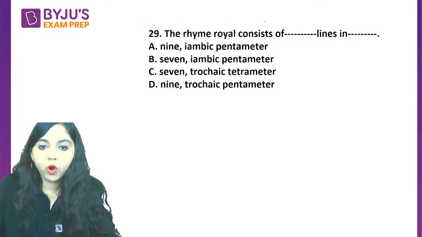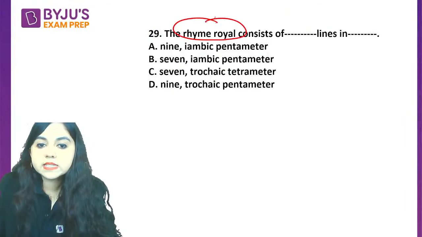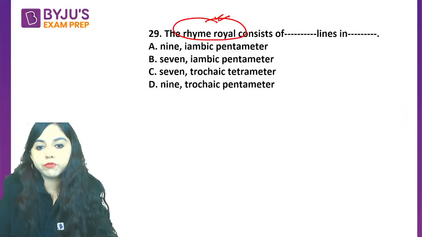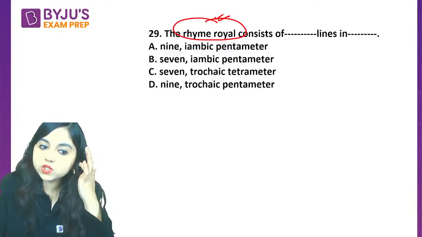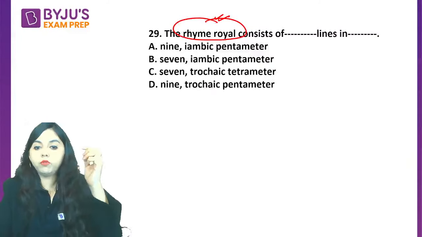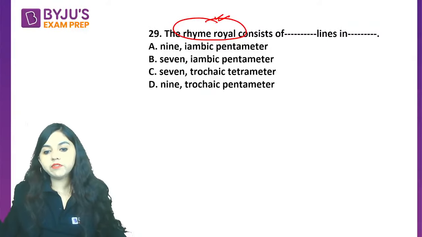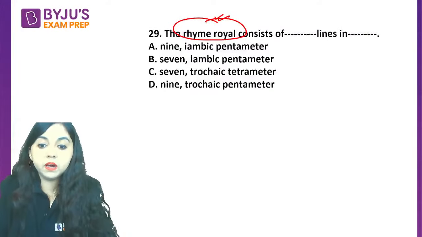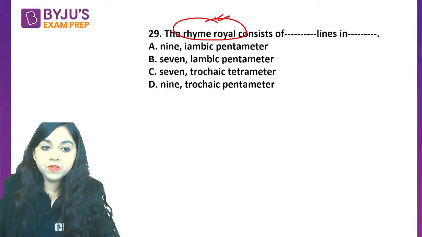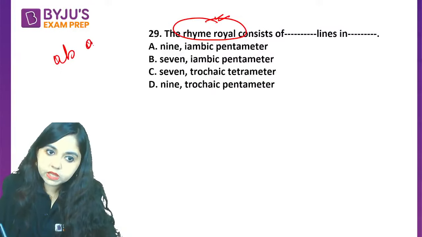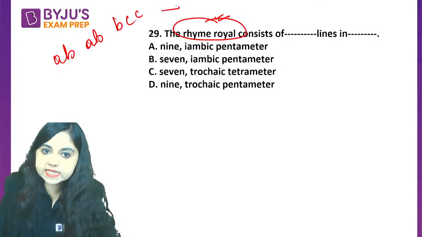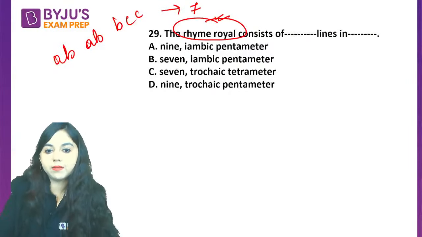Okay, let's move on. The rhyme royale, also used by Geoffrey Chaucer. What does rhyme royale consist of? It has seven lines. Remember, there are seven lines, rhyming A, B, A, B, B, C, C. It's a seven-line stanza form. That's the rhyme royale for you.